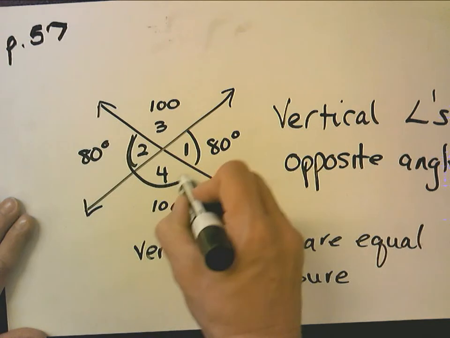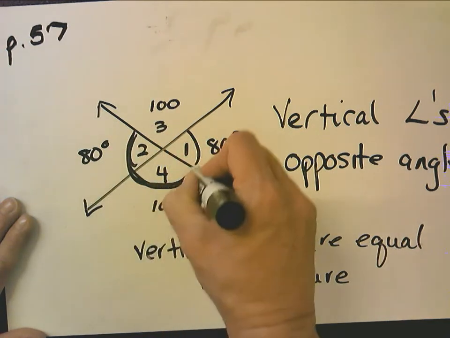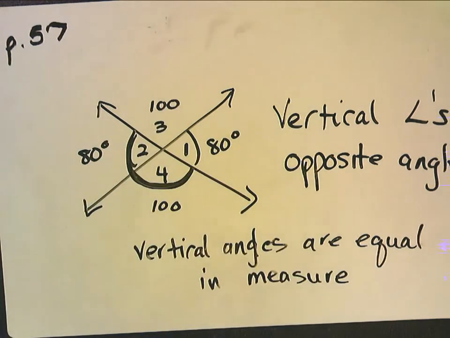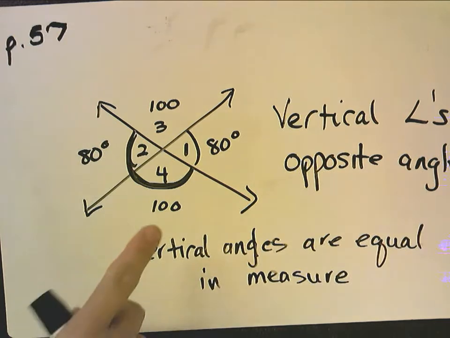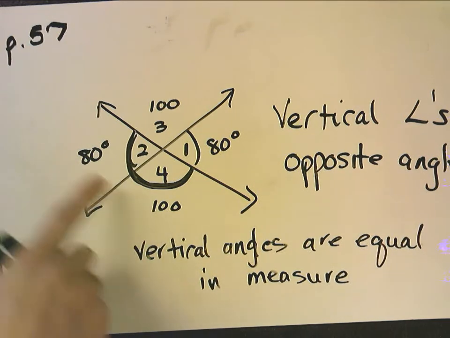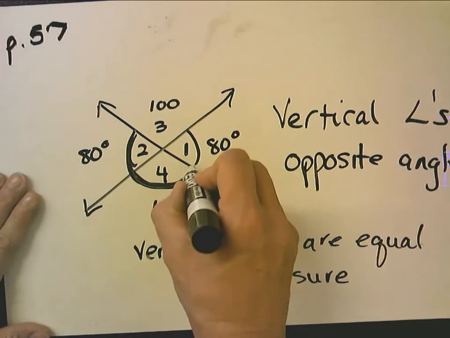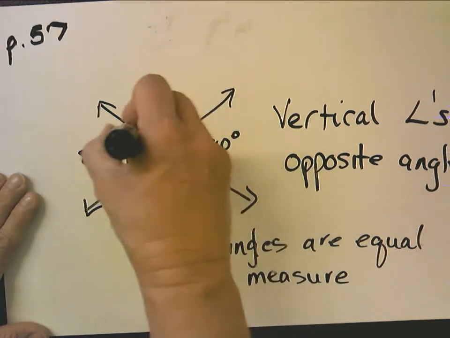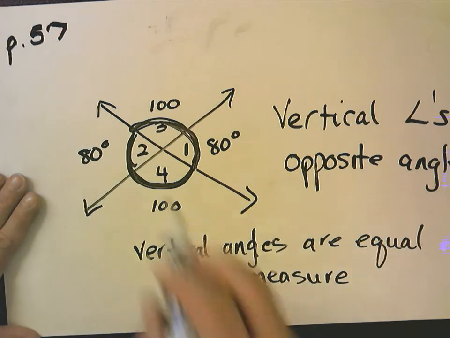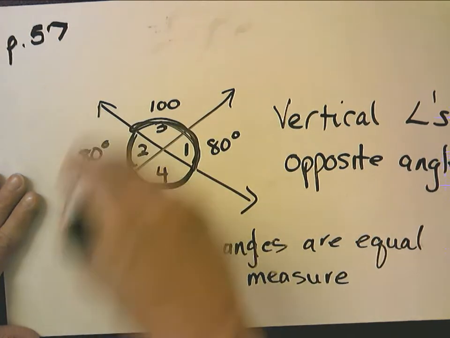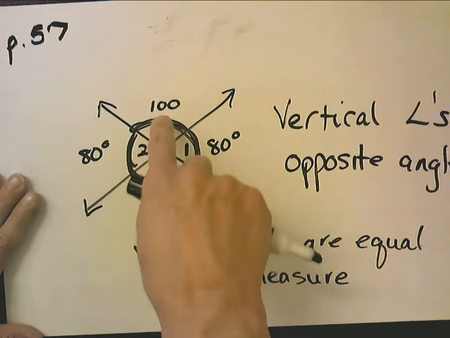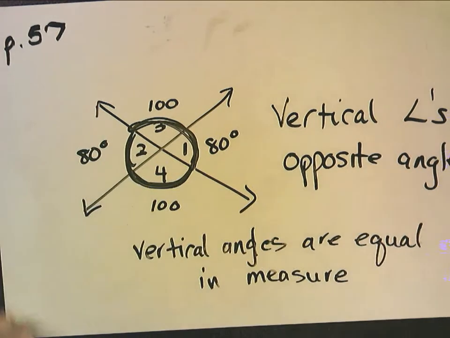Notice 2 and 4 are supplementary. Why are 2 and 4 supplementary? They're supplementary because they add up to 180. Two angles that add up to 180. 1 and 3 are supplementary because they add up to 180. 2 and 3 are supplementary because they add up to 180. 2 and 3 are adjacent angles because they're neighboring angles. 2 and 4 are. 1 and 4 are.